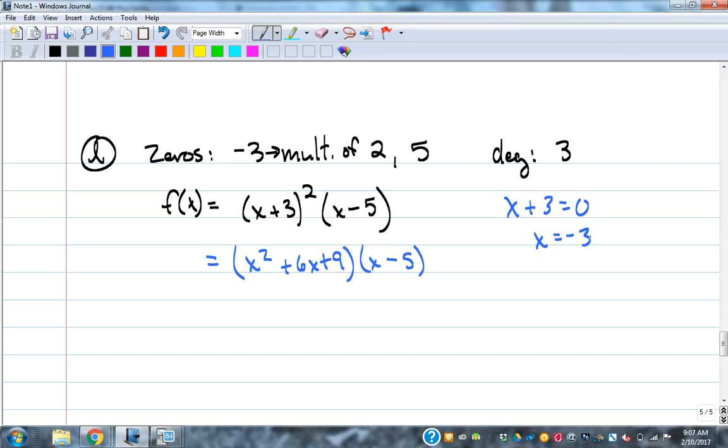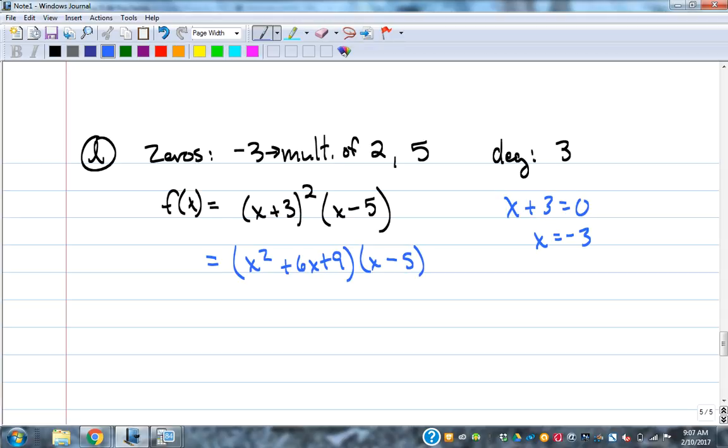So why not do 3 in the second one if the first one's multiplicity of 2? Why is the next one different? Because x minus 5 is the other 0. So x minus 5 is the factor that gets you there. Yes, this is negative 3 with the multiplicity of 2, and 5 are the zeros with a degree of 3.